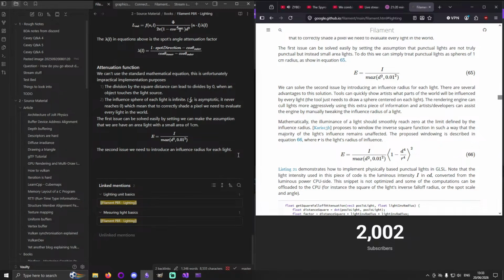Tools can quickly show artists. Okay. The tools just need to draw a sphere centered at each light. Okay, so this allows us to use the debug sphere.